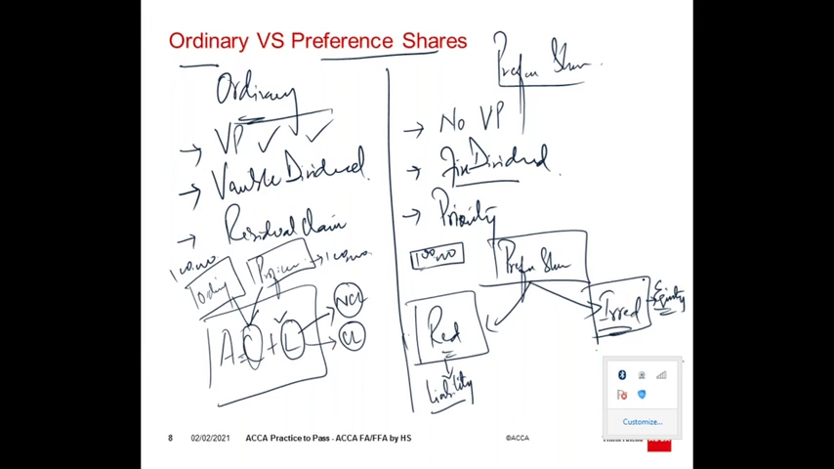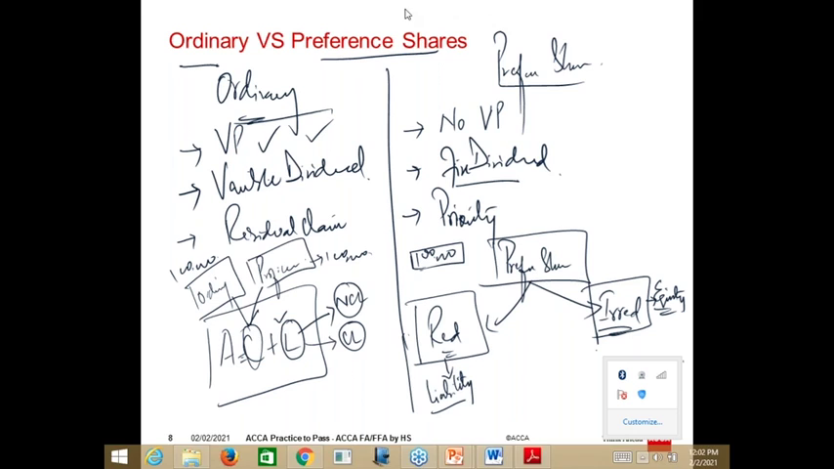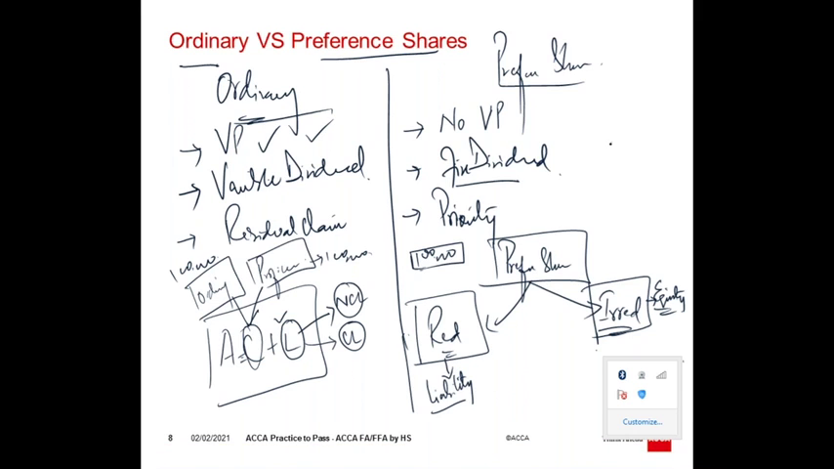And the irredeemable will be the equity of the business. The entry will remain the same for both the cases. The entry will be cash or bank debit and preference share capital credit. But it all depends on the classification.